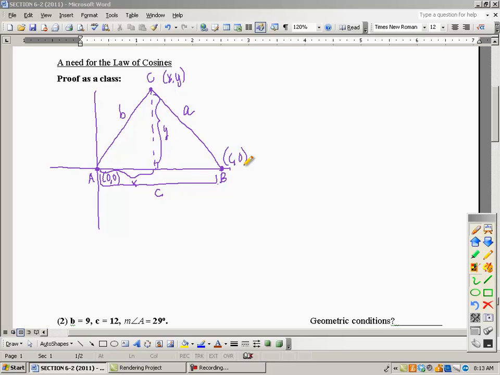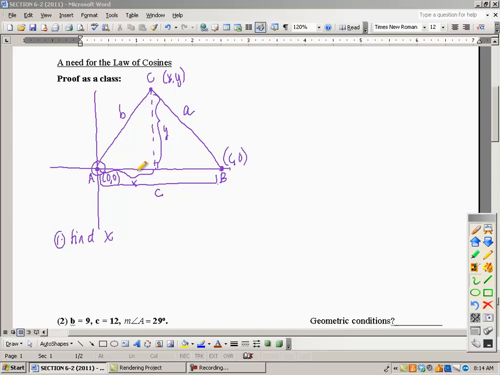All right, I have everything labeled, and so we want to do two things. The first thing we want to do is find x. Well, in order to find x, I'm going to relate it with angle A, and I'm going to do everything in here with angle A. How do I use angle A to help me find x?